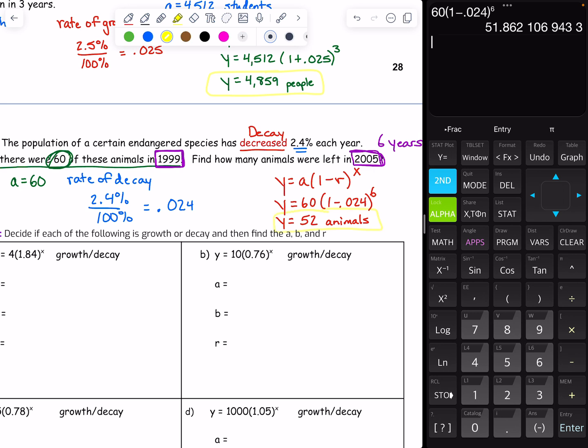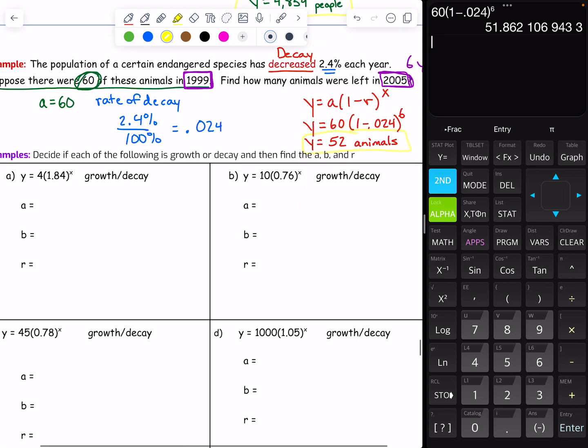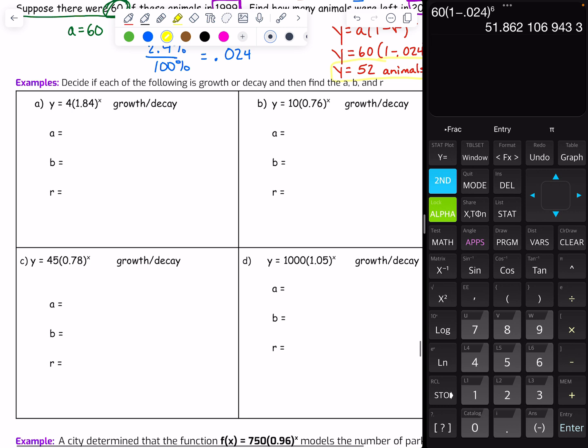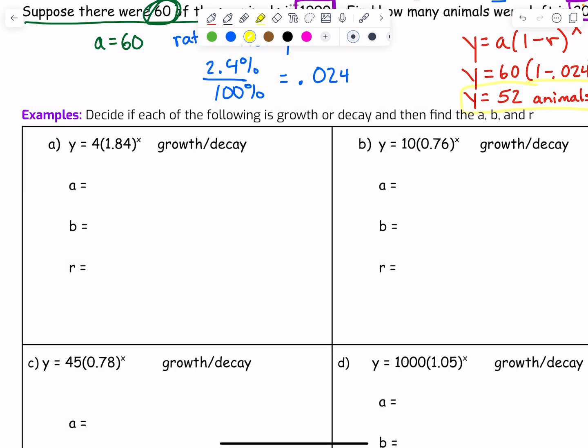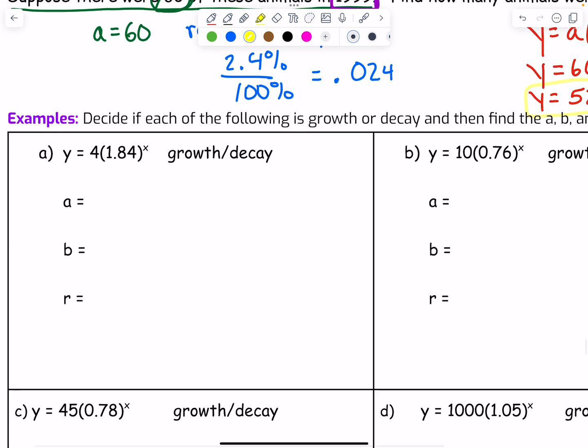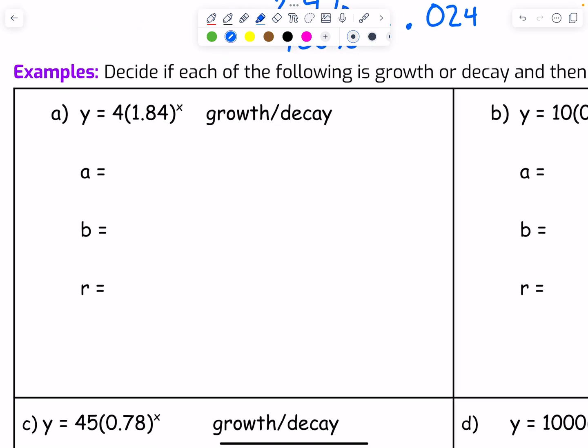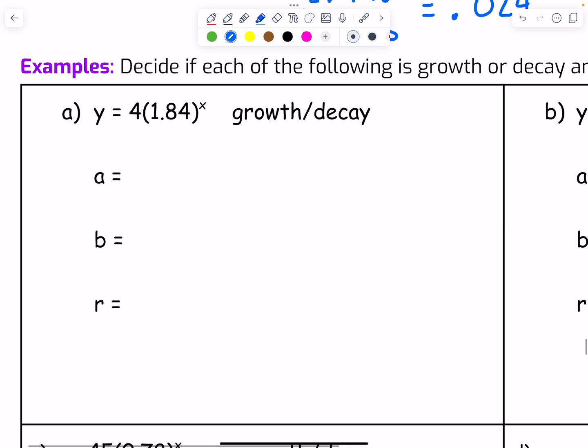Now, let's look at a few more examples of just picking out the initial value, the B value, and the rate. So I'm going to move my calculator out of the way. So for example A, we have y equals 4 times 1.84 to the x power. So I noticed that my B value is greater than 1. That's my B. A is my 4. Remember our original form, our standard parent function, or our original exponential form, is y equals a times b to the x. So when I say b is greater than 1, it's that 1.84 number.